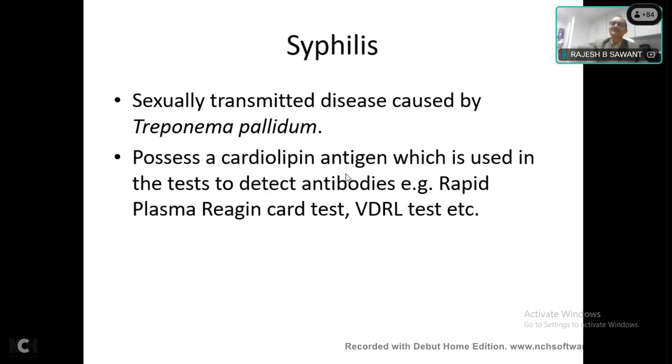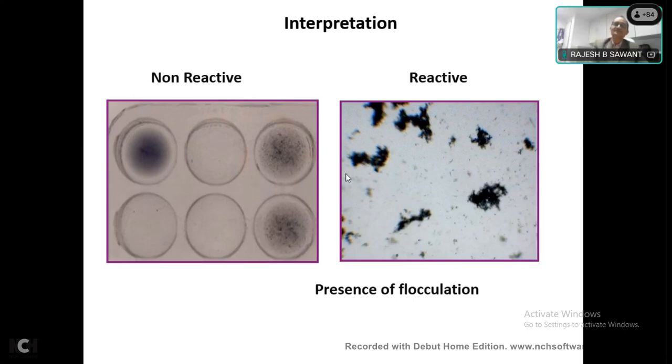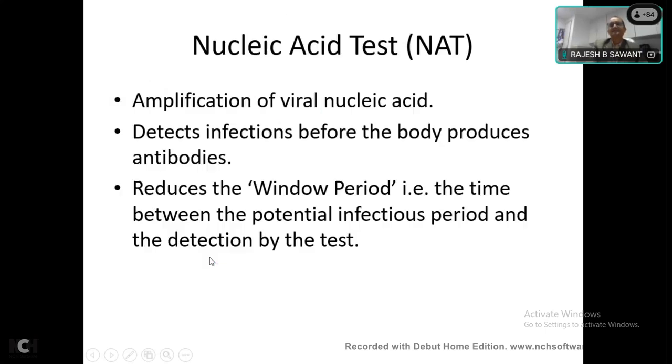And syphilis, of course, though we don't get transfusion transmitted syphilis cases these days, we still continue to test because it is also a surrogate marker for high risk behavior. So we do VDRL or rapid plasma reagent testing in the blood center. It is based on the flocculation principle. You can see flocculation if it is reactive, and a non-reactive result will look something like this.